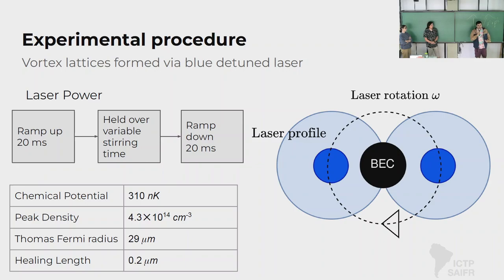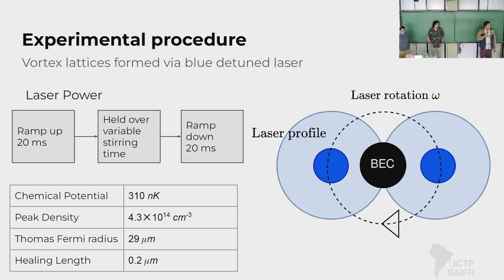In order to generate this vortex lattice, they used a blue detuned laser and a two-axis optical deflector. That generates this symmetrical laser pattern around the condensate, as you can see here, that can be rotated at a variable frequency. The procedure is basically they ramp up the power of this laser over 20 milliseconds, then hold it over a variable stirring time at a frequency omega, and then ramp it down over 20 milliseconds. After that, the condensate is equilibrated over a variable hold time in the magnetic trap, and then they switch off the magnetic trap to let the condensate expand over 35 milliseconds. The final size the condensate reaches was around 1,000 micrometers in the radial direction and 600 in the axial one.